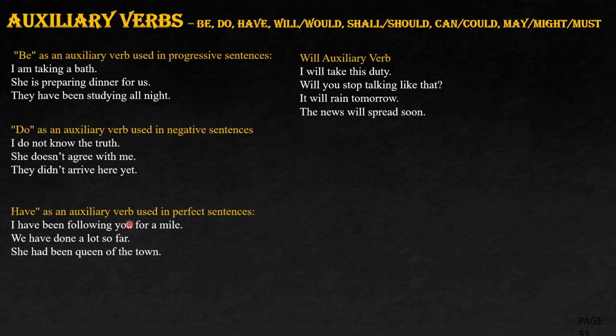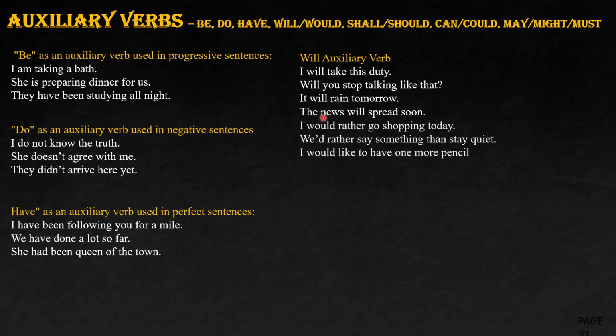Okay. Next one is the will auxiliary verb. So how can we use it? I will take this duty. Will you stop talking like that? And then it will rain tomorrow. Will we have it here? The news will spread soon. Will you marry me? Like that, you can form sentences by using will.